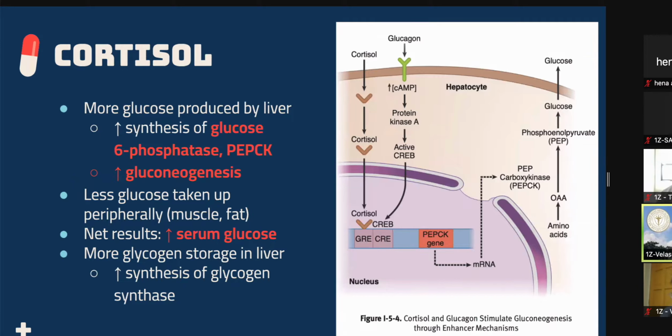So how this plays a role in the effects opposing insulin is that cortisol induces phosphoenolpyruvate carboxykinase, or PEPCK. And so we know that's a very crucial enzyme in gluconeogenesis. As cortisol induces the expression of this enzyme, it in turn creates more glucose, less glucose is taken up peripherally, and the net result of this is to increase the glucose in the blood.